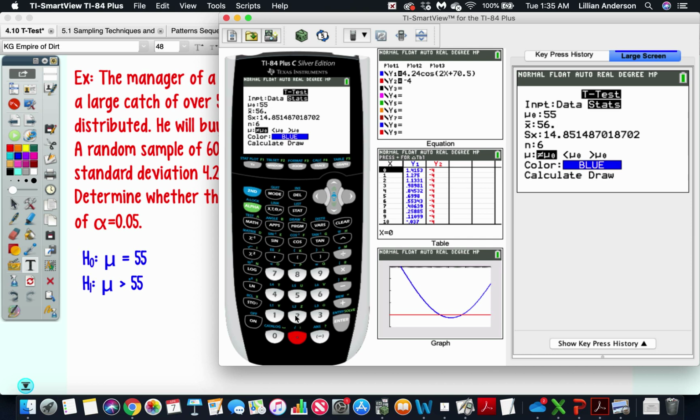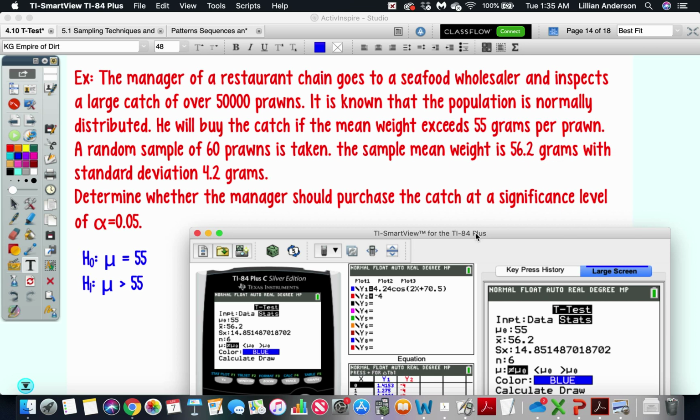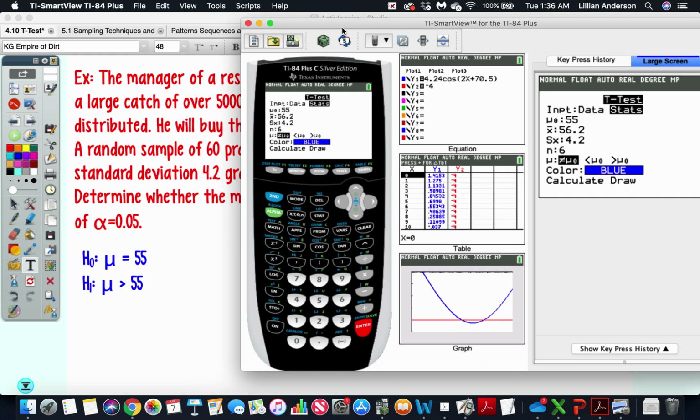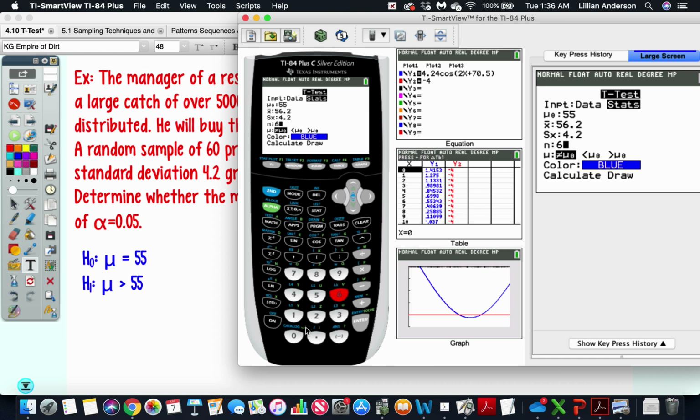S sub x is the symbol notation for standard deviation of a sample. Since that's what we're dealing with here, the sample mean weight and the sample standard deviation is 4.2. We're going to type in 4.2 for S sub x. So X bar represents the mean of the sample and S sub x represents the standard deviation. Lastly, n represents our number in the sample. We're not going to put the 50,000, we're going to put the 60 because these two values are based off of the sample and the sample is 60.